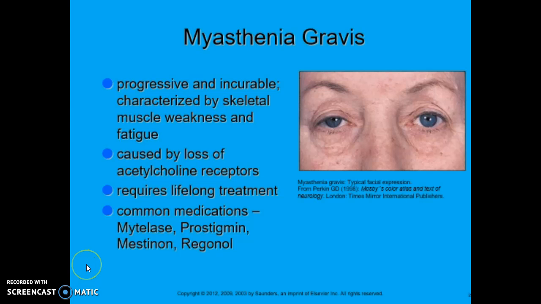Myasthenia gravis is a progressive and incurable autoimmune disorder. It's characterized by skeletal muscle weakness and fatigue. It's caused by loss of acetylcholine receptors. It requires lifelong treatment, and a common medication might be Mestinon. They also have others listed here.